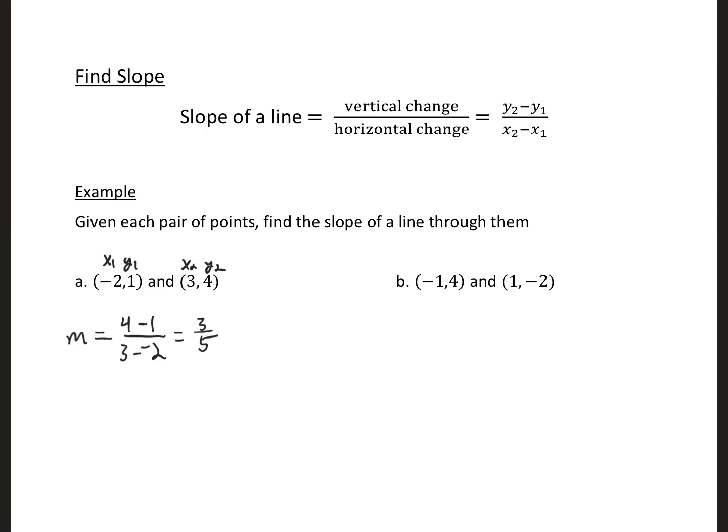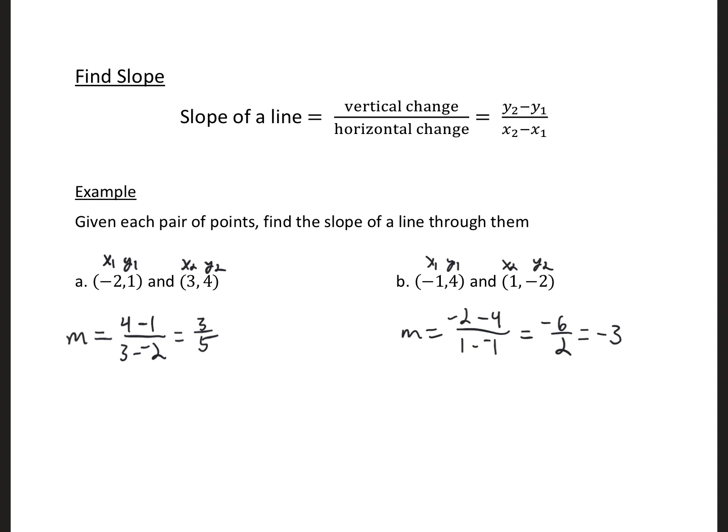Let's look at example B. We would similarly label these points x1, y1, x2, y2. And we begin by computing our change in y. Negative 2 minus 4 over our change in x, 1 minus negative 1. In this case, we'll get negative 6 over 2. Since we can divide negative 6 by 2, this will result in a slope of negative 3.